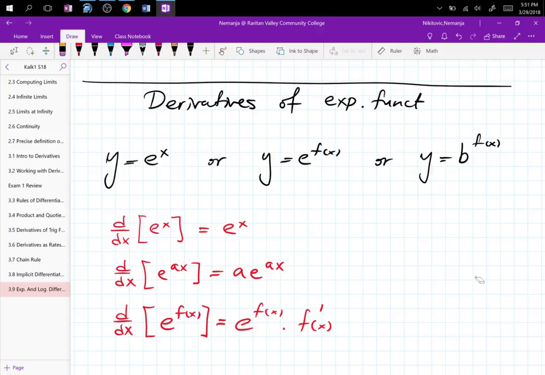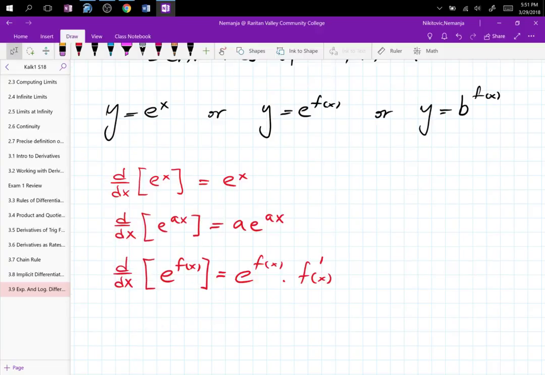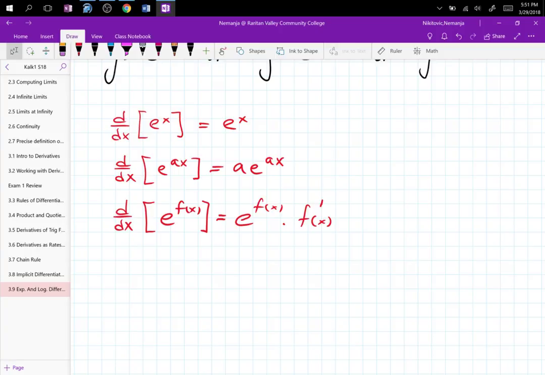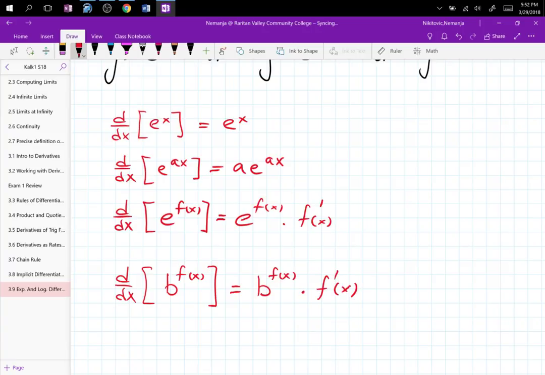So what is the derivative of the most general case that we can get? It is the derivative of b raised to some function, as I said, like 3 to the sine x. So what is this? It is b to the f of x times f prime of x times ln b.